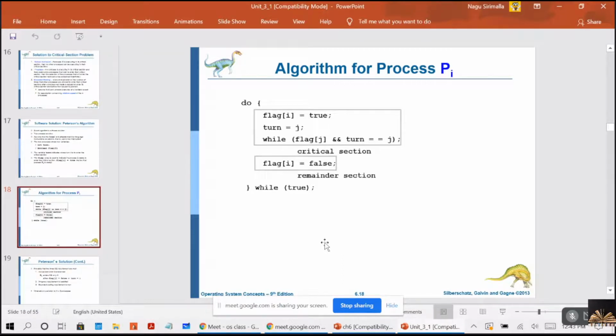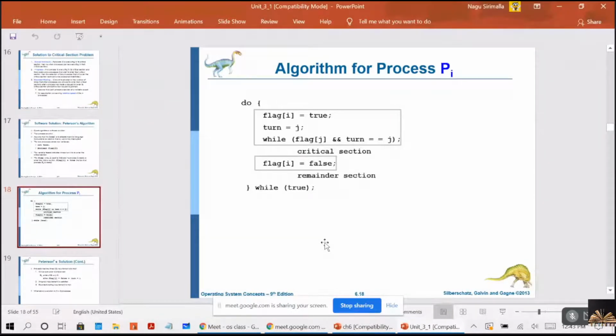So that means either P0 will enter into the critical section or P1 will enter into the critical section, right? But not both. It should not hold both the values at a time. Now, if the turn is equal to i, then Pi is allowed to execute in its critical section, right? If turn is equal to j, then Pj is allowed to execute in its critical section, right?